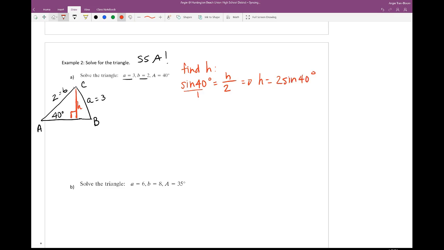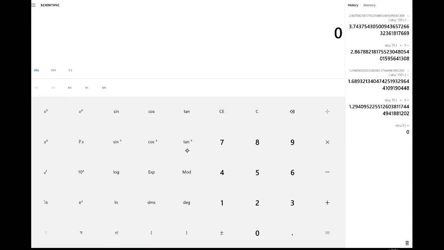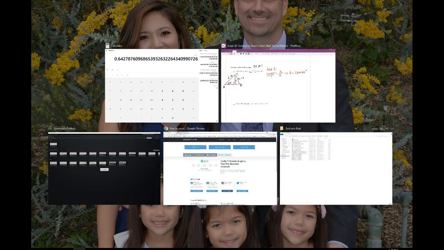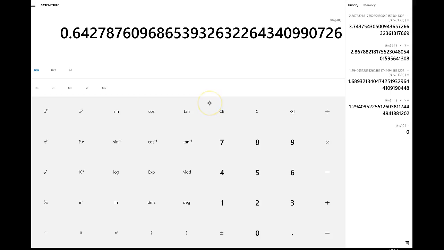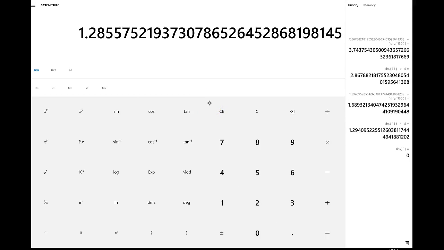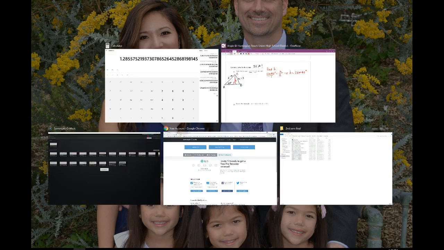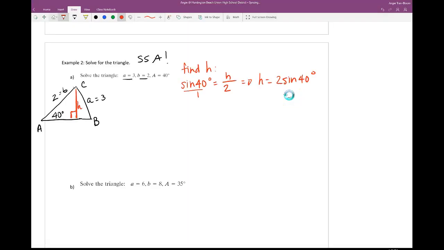All right, let's check this out using my calculator. Hopefully I'm not terrible with this. So 40 degrees, I need to hit sine, and then multiply that times 2. Whatever that is, times 2, hit equals 1.2855, so 1.29. So this height is currently about 1.29 units. Okay, here we go. Then let's check out the cases.